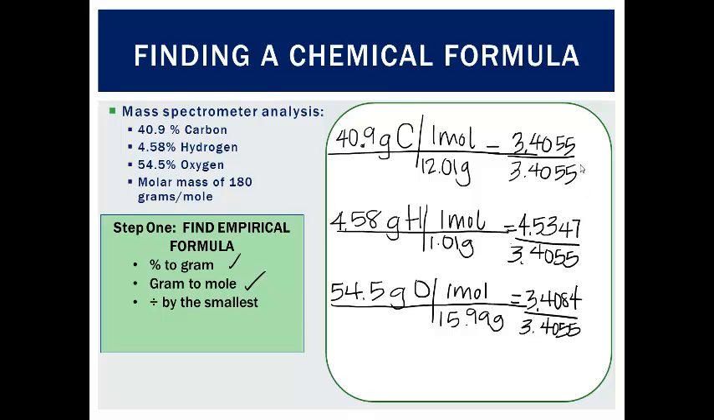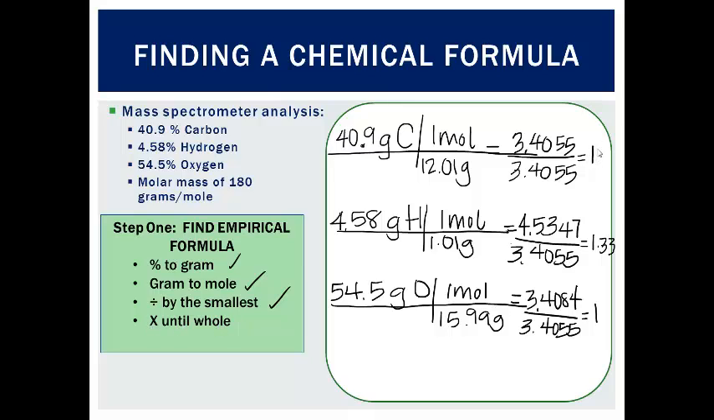All right, so when I put this in my calculator, clearly I will get 1. 4.53, when I divide this, I get 1.33. And this number, I'm going to get 1.0008. I think that's close enough to 1. So, divide by the smallest. Next step, multiply, X is for multiply until whole.